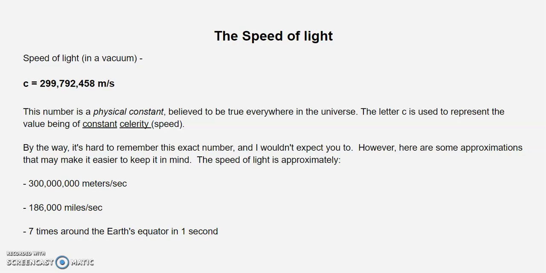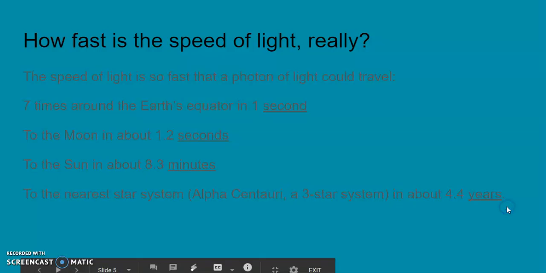It's pretty hard to remember the actual speed. It's about 3 times 10 to the 8th meters per second, 300 million meters per second, approximately 186,000 miles per second. But it's also about 7 times around the Earth's equator in 1 second. So you could imagine a little bit of light traveling 7 times around the Earth's equator in 1 second, or going to the moon in about 1.25 seconds. Literally, if we aim radar at the moon, which we do, or we aim a laser at the moon, which we can, it comes back in about 2.5 seconds.